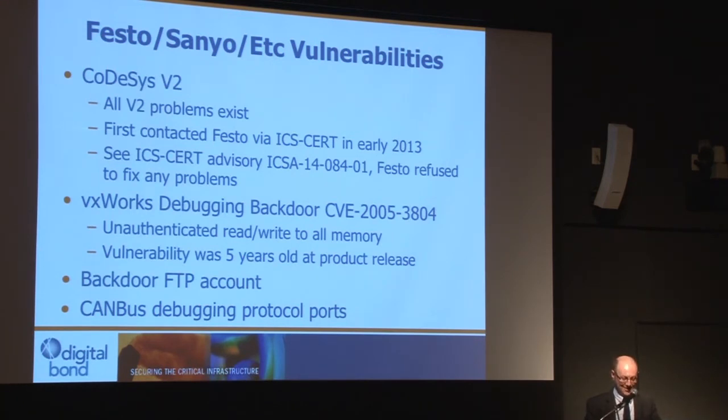These controllers, the Sanyo and the Festo, also have a much older issue called the VxWorks debugging service. This issue was first made public in 2005. It's worth noting that these PLCs were released as products in 2010, 5 years after the VxWorks vulnerability was publicly known. So the vulnerability was known for 5 years before the product came out, and the product still had the issue. And then there were some other problems in these systems. There is a backdoor FTP account that can be used, not that you need it, because the CoDeSys protocol lets you send and receive any file you want, but you could use FTP to do it too. And it also has this CAN bus debugging protocol port, which I haven't played with much because there's not really a need to exploit that.